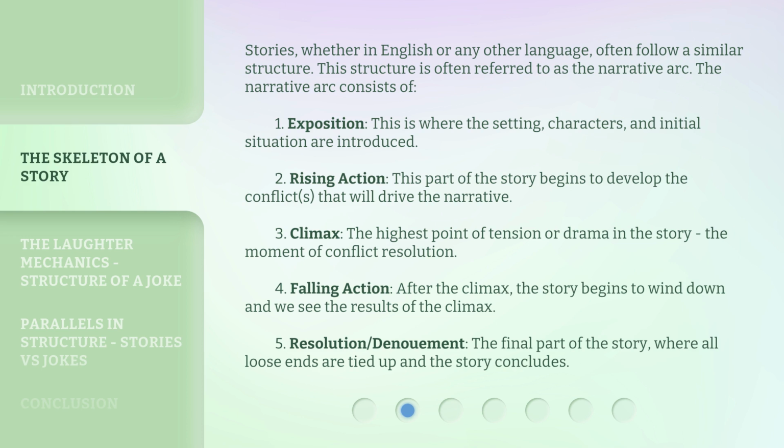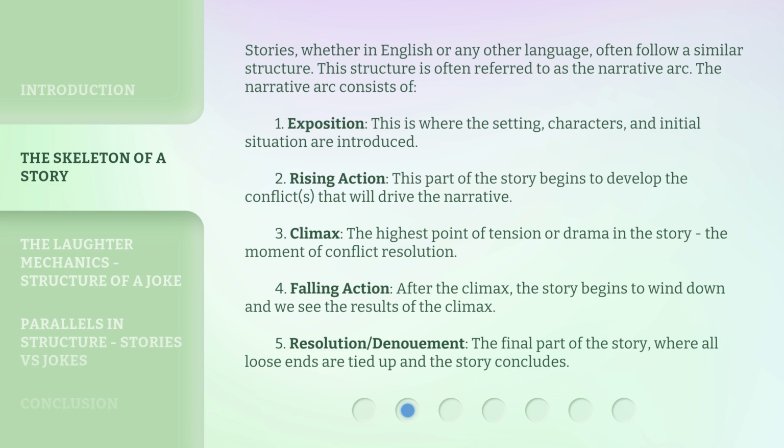2. Rising action. This part of the story begins to develop the conflicts that will drive the narrative. 3. Climax. The highest point of tension or drama in the story, the moment of conflict resolution.